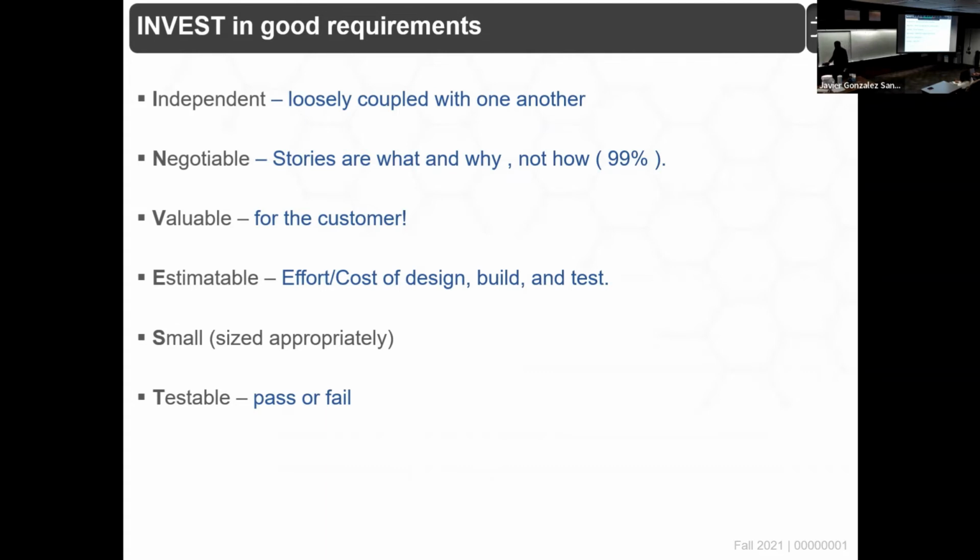Estimation. Every single thing that you consider to be a requirement, after you know that it's dependent, after you know that it's negotiable, after you found that it's valuable for the customer, the next question that you should ask yourself is, can I estimate this thing? Estimation is, can you tell yourself how many days or hours do you need to do that?